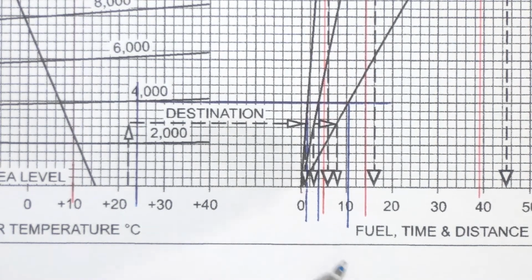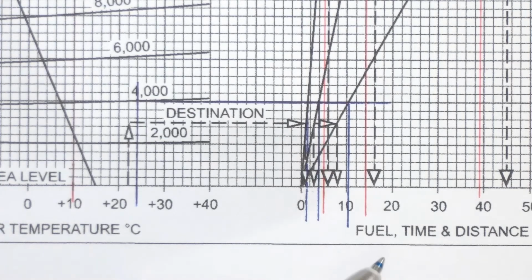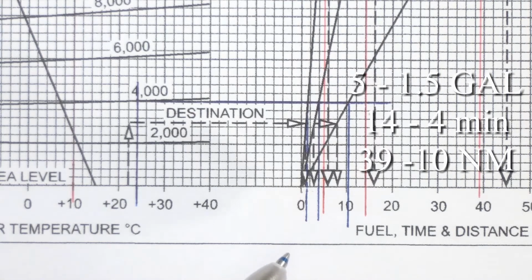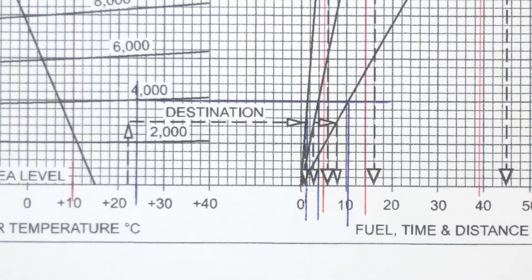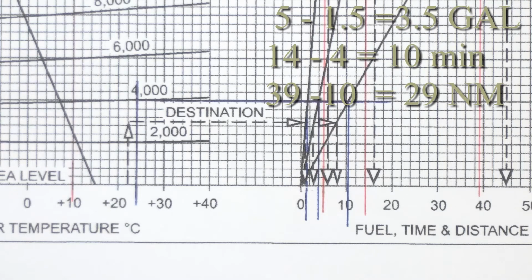So we're going to take our earlier values, which you can see in red, and we're going to subtract the corresponding smaller values, which you see in blue. So 5 gallons minus 1.5 gallons, 14 minutes minus 4 minutes, and 39 nautical miles minus 10 miles. So we would need 3.5 gallons of fuel. It would take 10 minutes, and we would cover a distance of 29 nautical miles to descend that difference of 10,000 feet.